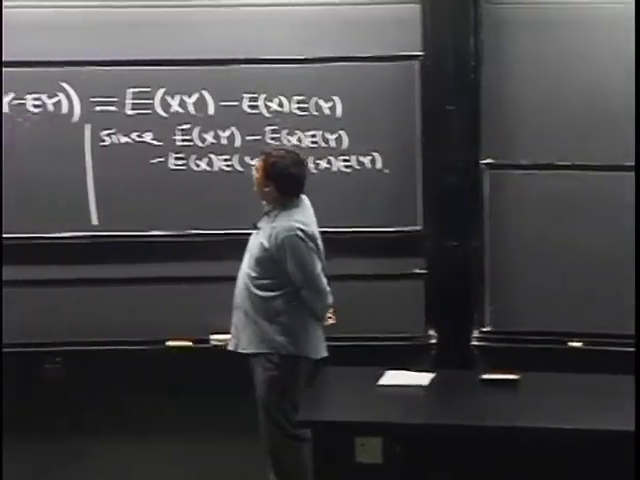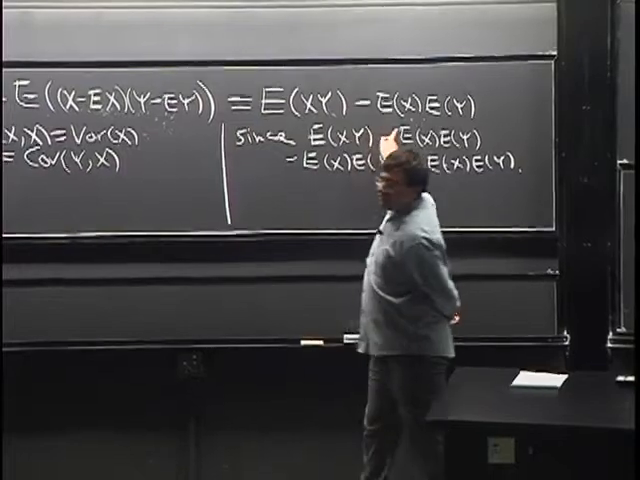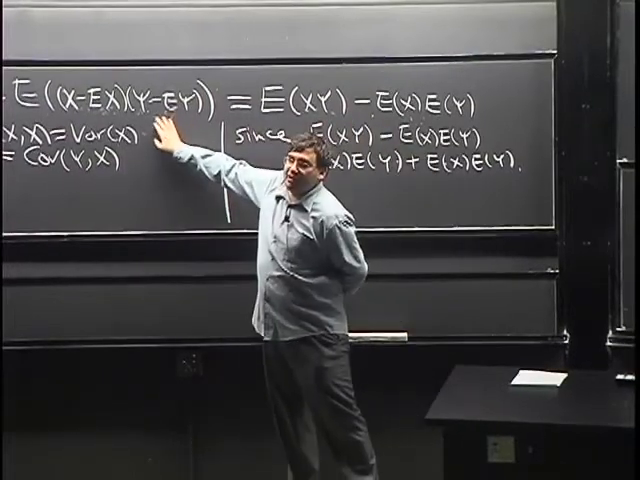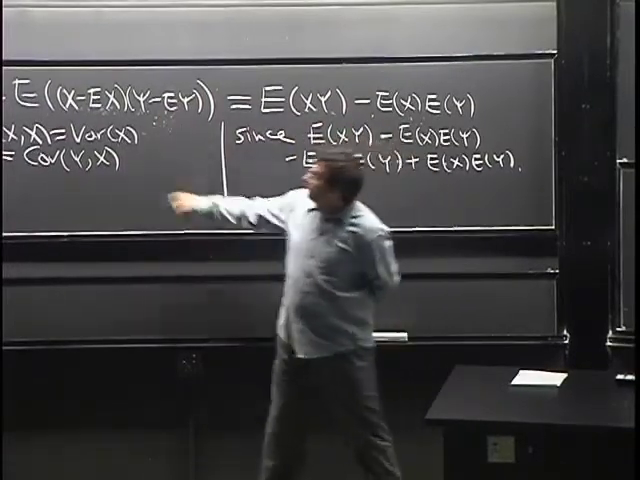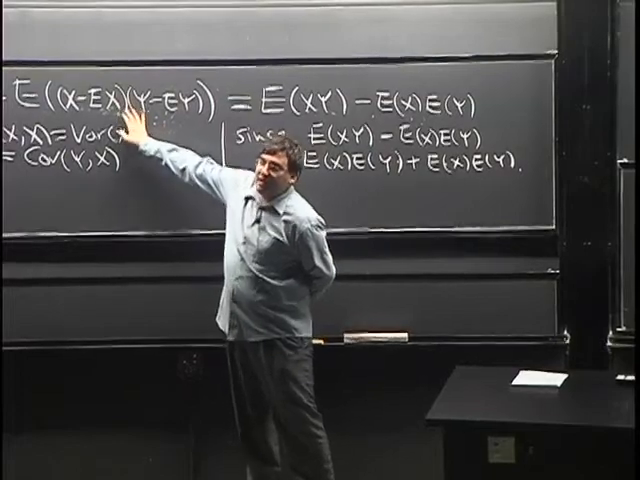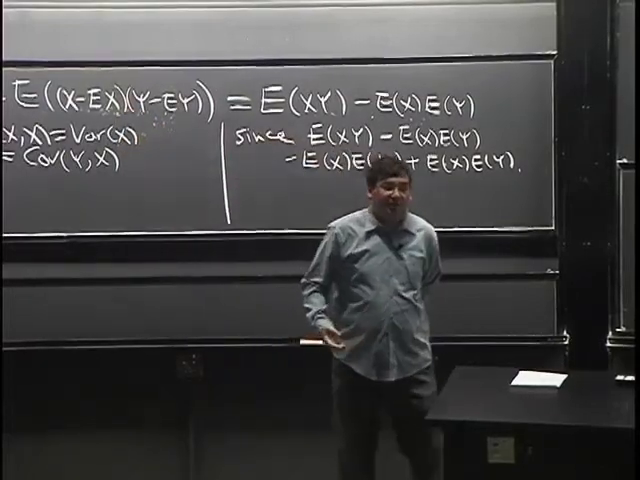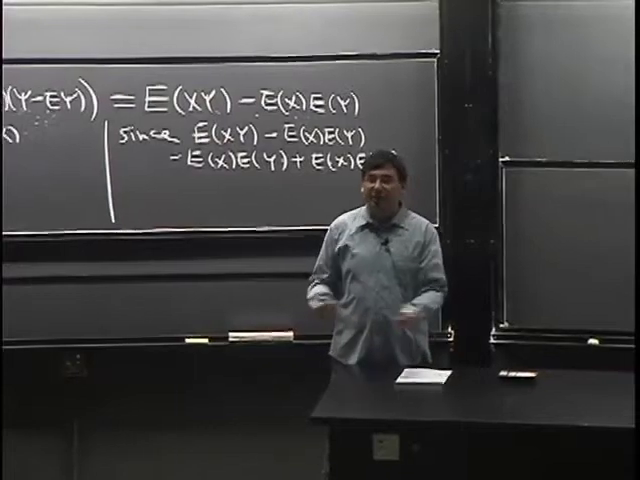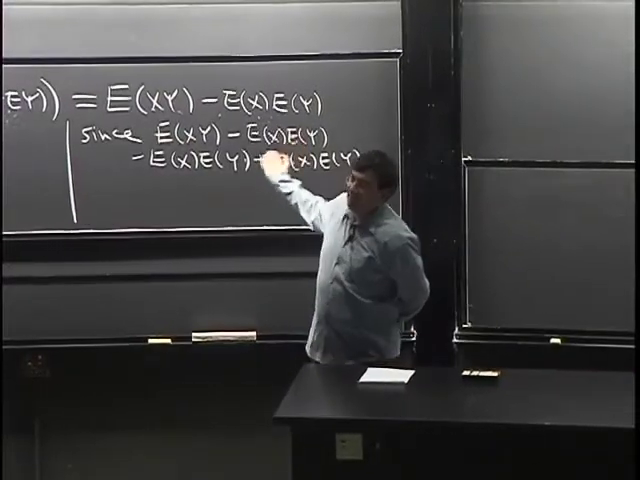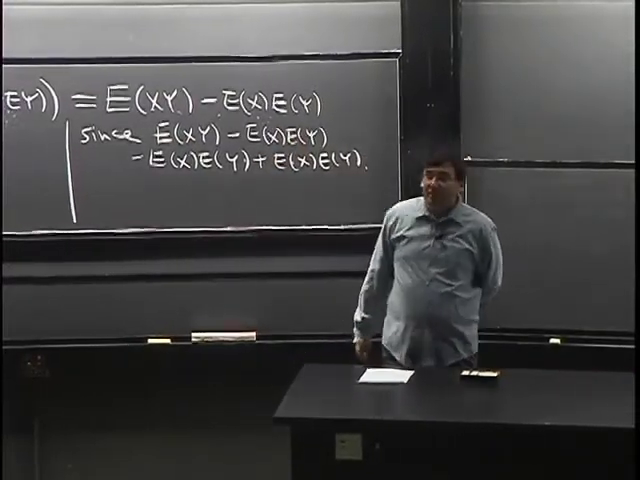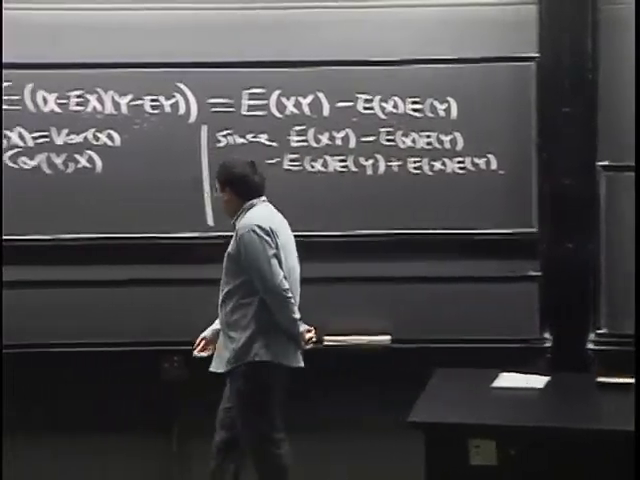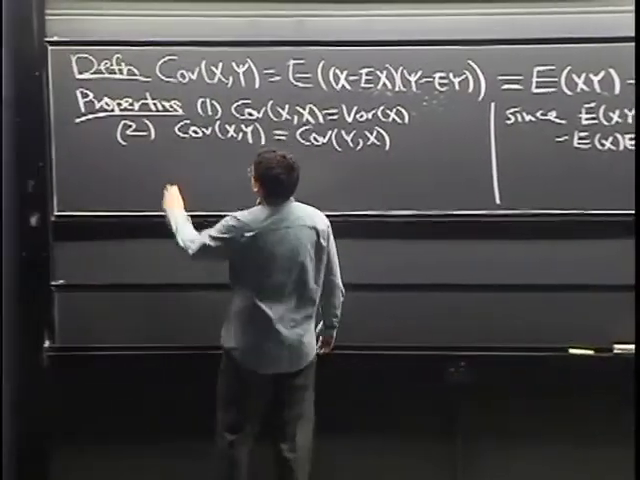So most of the time, this way is a little bit easier than this for computing covariance. But like with variance, this one has a little more intuitive appeal because it's just saying X relative to its mean, Y relative to its mean. But it's the same thing. Okay? So, well, we already have 2 properties. Let's get some more properties of covariance.